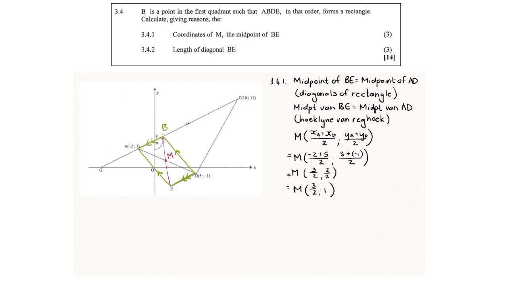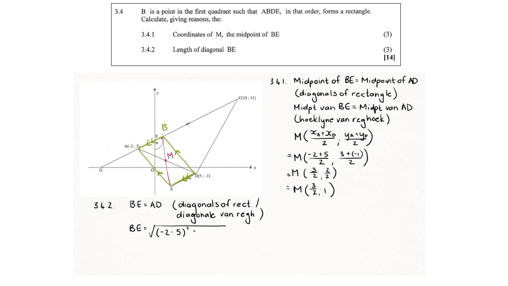In the next question, we need to determine the length of diagonal BE, and again, we use the properties of rectangles to solve this. The diagonals of a rectangle are equal, so that means BE's length will be equal to AD's length. And we will determine BE then using the coordinates of A and D together with the distance formula.